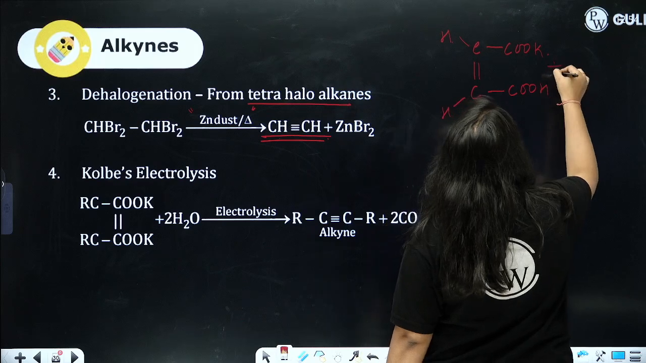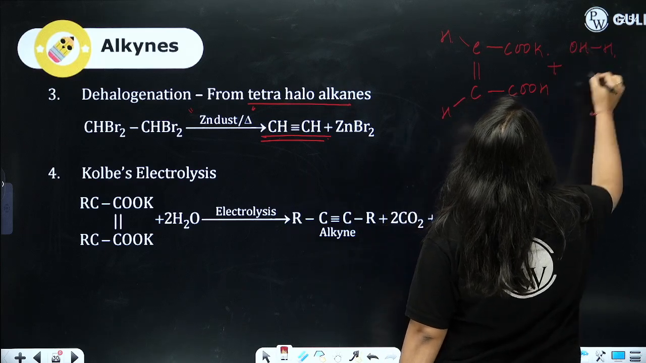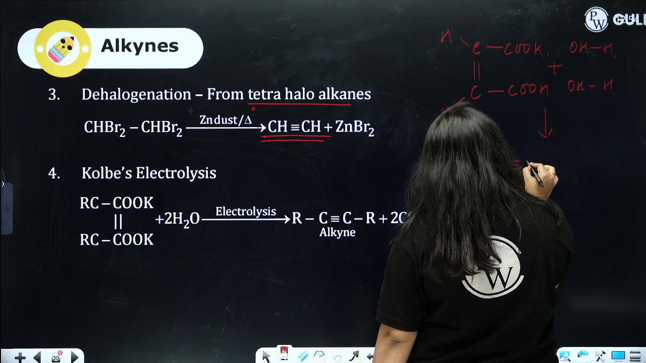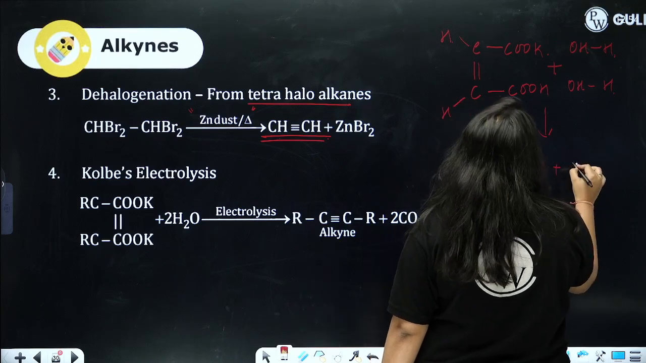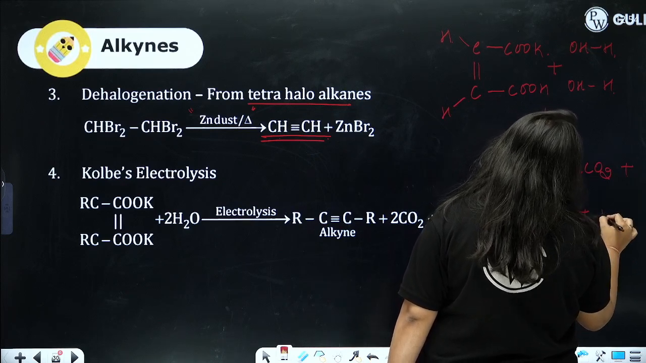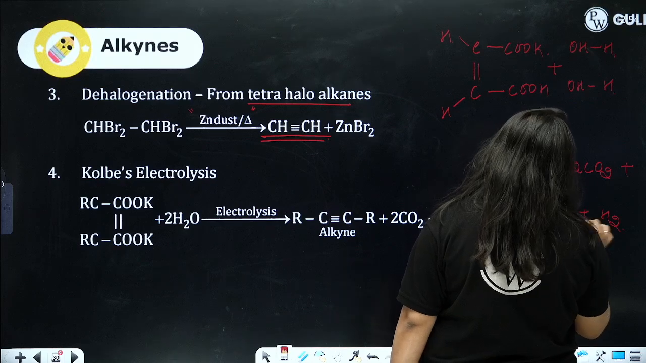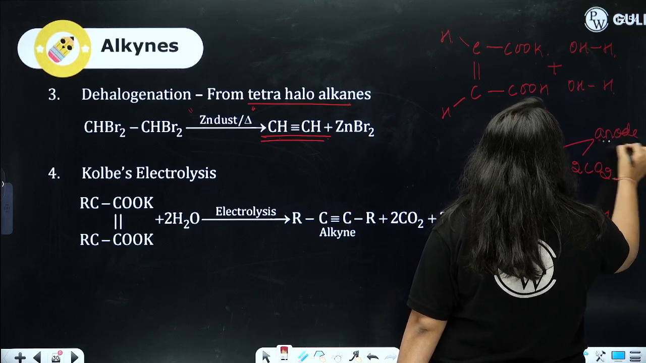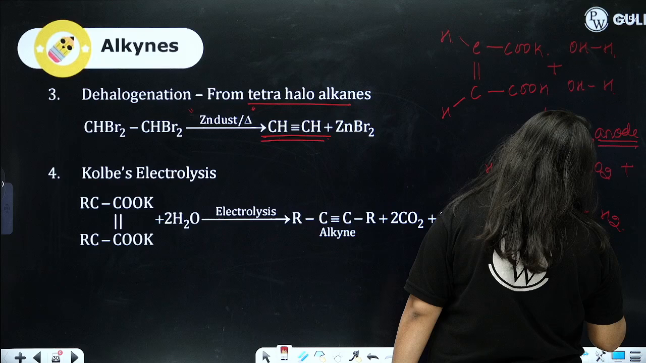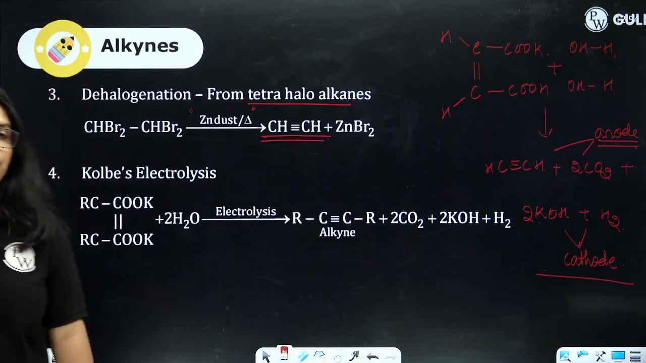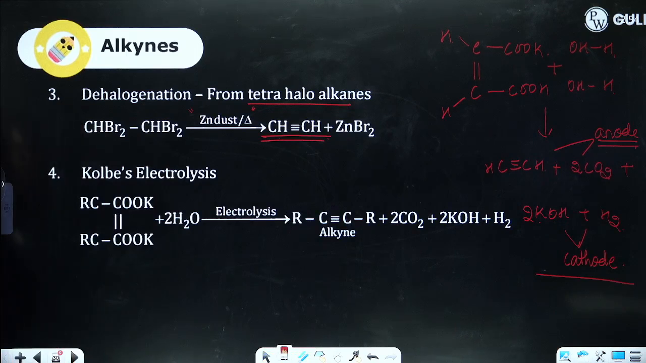Okay, in the presence of water, you will get C triple bond CH plus two molecules of carbon dioxide plus KOH plus H2, where these two are formed at the anode and these two are formed at the cathode. This is the reaction for coal-based electrolysis.